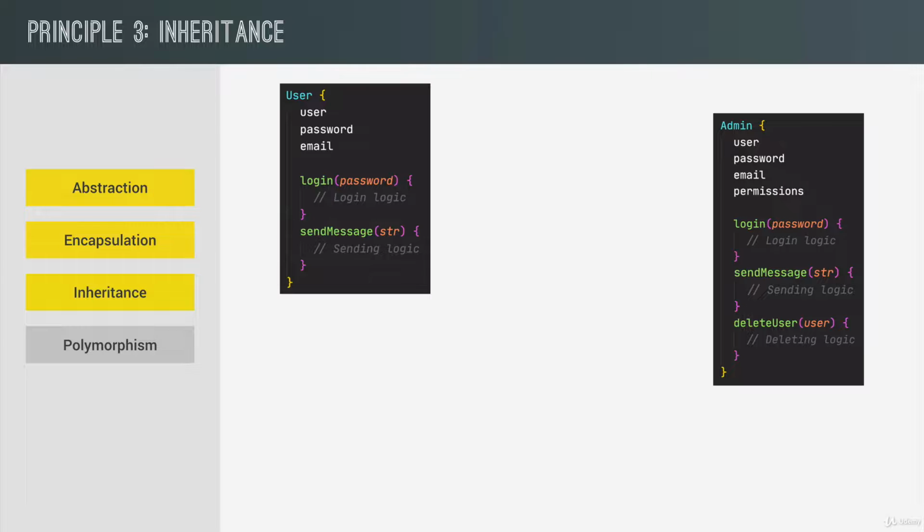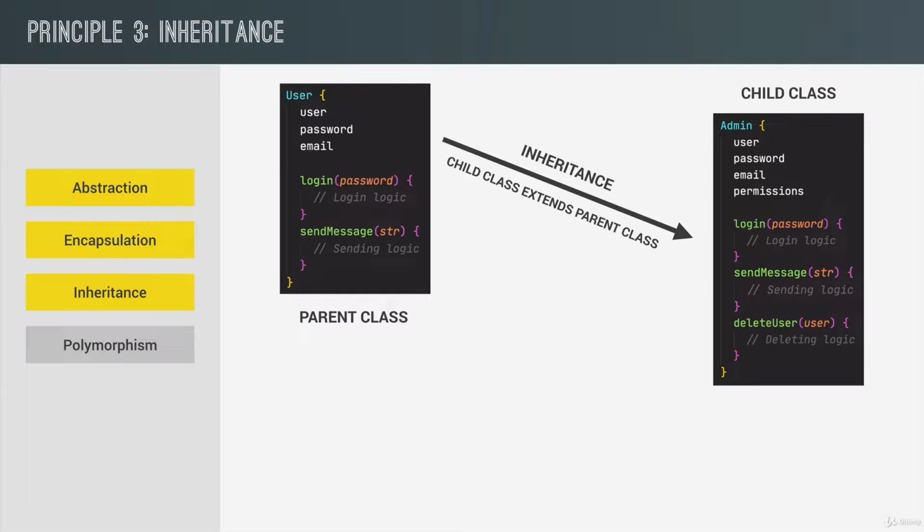However, if we design our classes like this, as two separate entities, we will end up with a lot of duplicate code. And we already know that that's bad, right? But well, that's where inheritance comes into play. So in OOP, when we have two classes that are closely related, like user and admin here, we can have one class inherit from the other. So we will have one parent class and one child class. And the child class then extends the parent class.